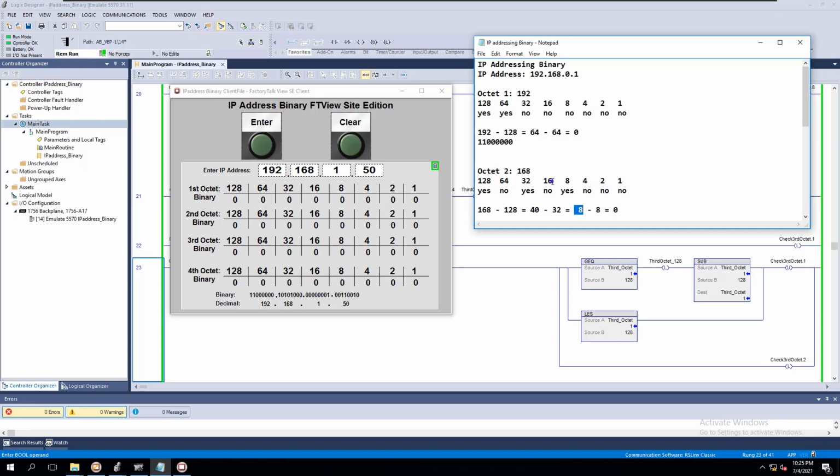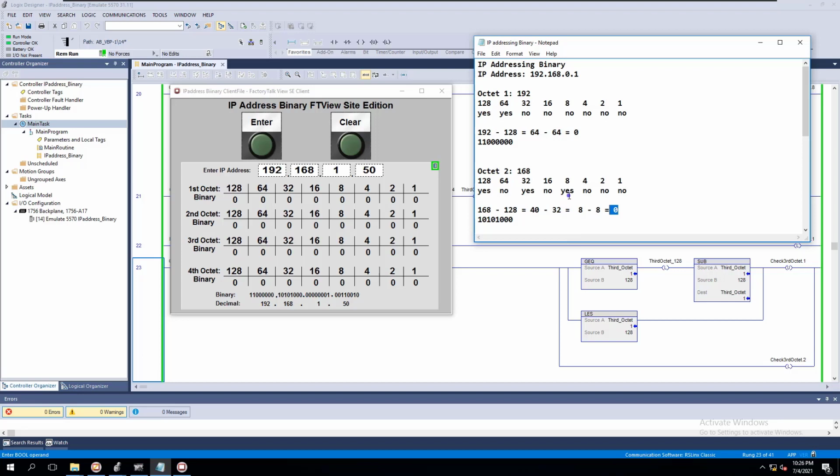So is 8, the remainder, equal to or greater than 16? No, it's not. So at that point, is it equal to or greater than 8? Yes, it is, and that cancels itself out to a 0. So the end result, the binary for 168, would be 10101000. So that breaks down.